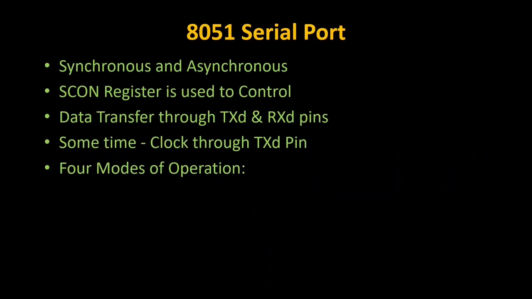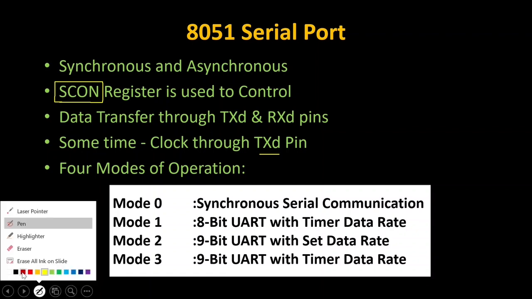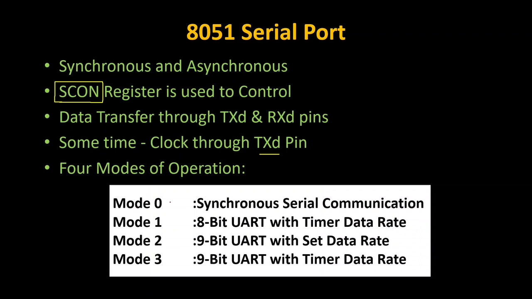In terms of communication, we have synchronous and asynchronous communication, and the register involved is the SCON register. We will try to understand what the SCON register is and how to make use of it. In terms of data transfer, we have a transmission pin as well as a receiving pin. Sometimes the clock is through the transmission pin and sometimes it is through the receiving pin. We have said we have different modes, right? So what are those different modes?